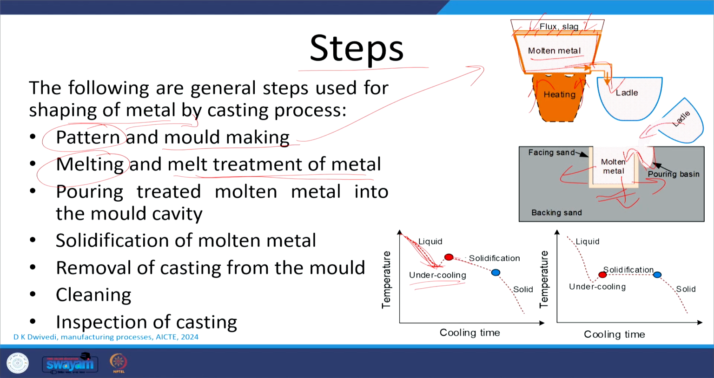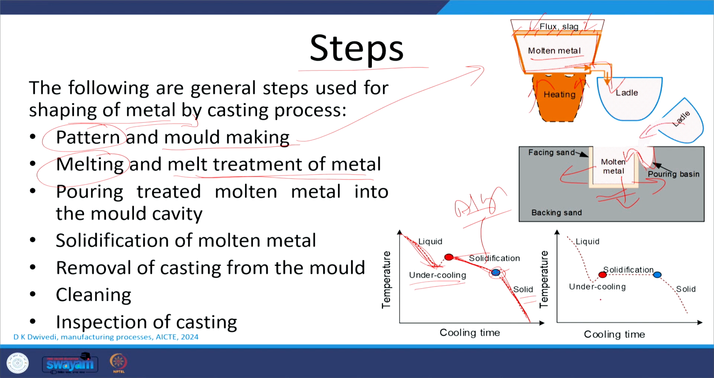Then solidification will start, and then solidification will continue over a range of temperature. This is particularly true for the alloys having the wider solidification temperature range. And then once the solidification is over, the temperature of the metal in the solid condition will come down to the room temperature.